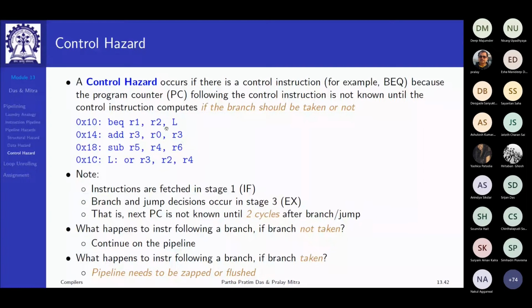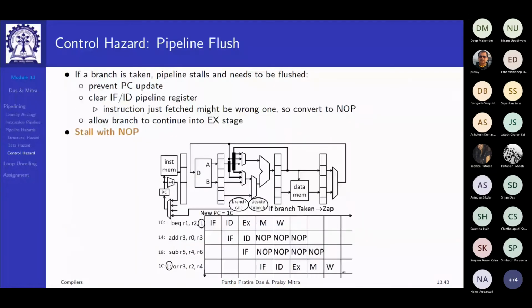Now, if this condition is true, the branch is taken, then your next instruction logically is actually this instruction L, not these two. But these are already loaded in the pipeline. So here, what you'll necessarily have to do is first you'll have to stall, because since the branch decision is being made after instruction decode, you cannot proceed with the add. Or after instruction fetch, when this decision is being made, you cannot proceed. And so you first stall with the knob.